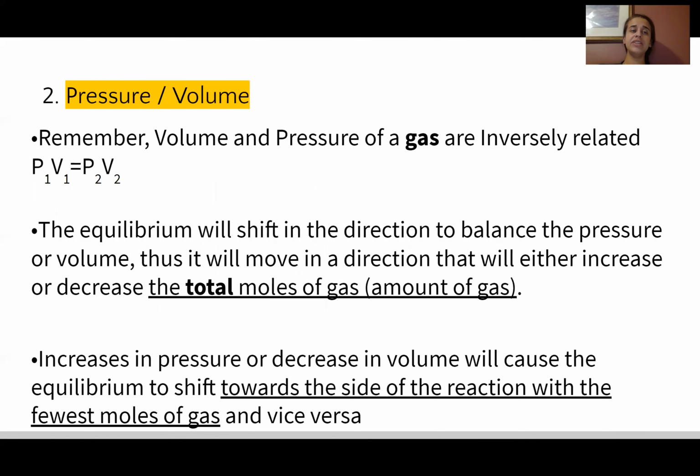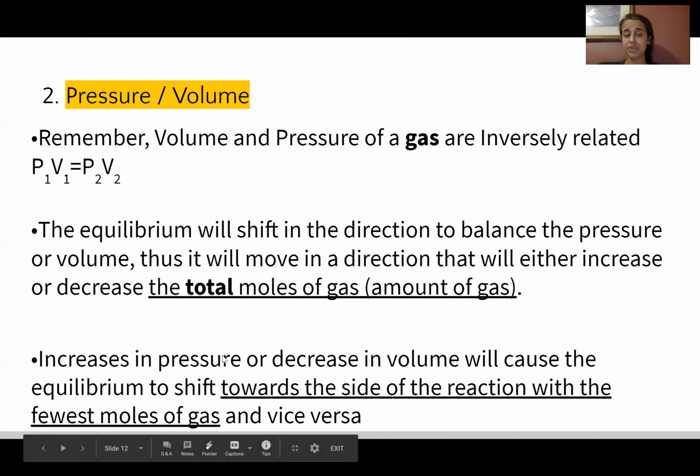So the second factor is going to be pressure and volume. Remember, volume and pressure of a gas are always inversely related. We have this nifty equation, P1 multiplied by V1 equals P2 multiplied by V2. The equilibrium will shift in the direction to balance out the pressure or the volume. So it will move in a direction that will either increase or decrease the total moles of gas. And moles is a scientific term. It's a specific amount of gas.